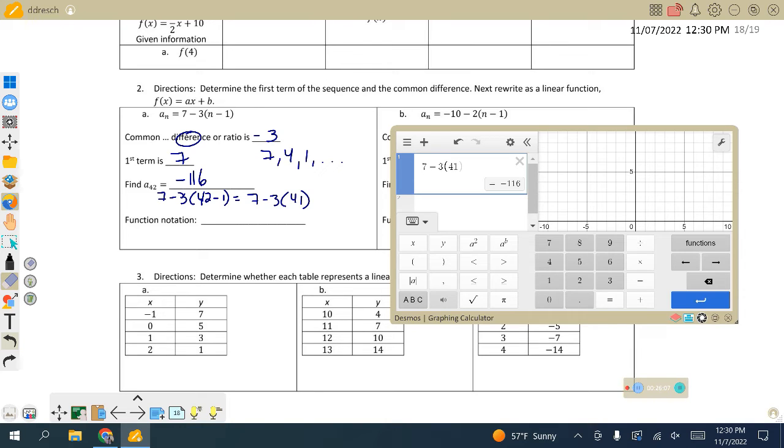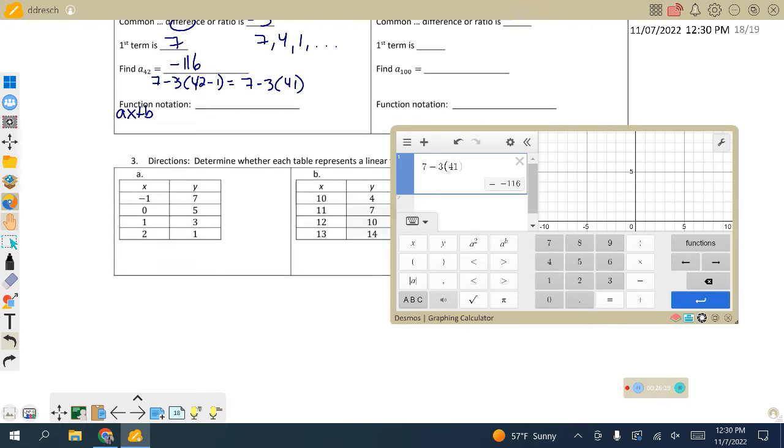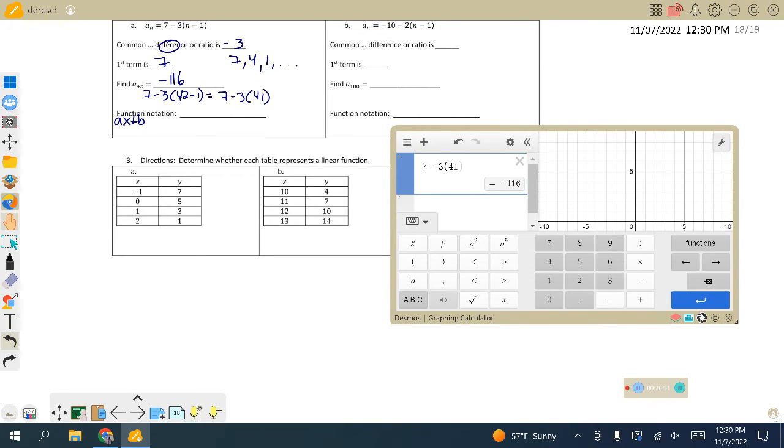So function form, whenever I say put it into function form, what I want you to trigger for yourself is ax plus b. That is that function form I keep talking to you about. We started it on Friday, so let's rearrange this into that function notation. So let's take that parentheses, or that 7 minus 3. I don't have a lot of room here, so I'm going to move it down to the bottom of this. Okay?